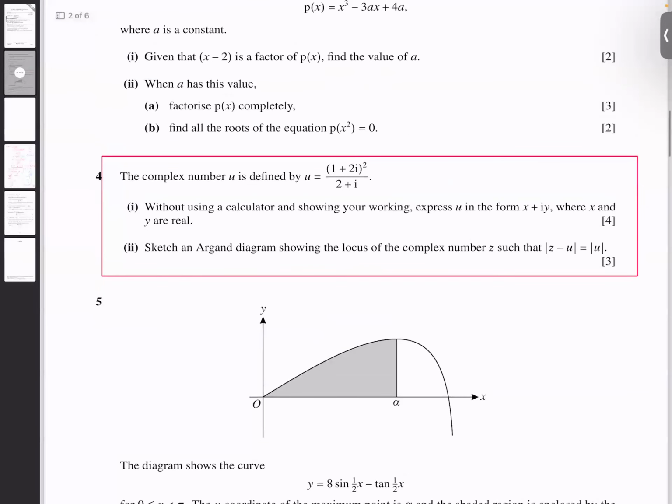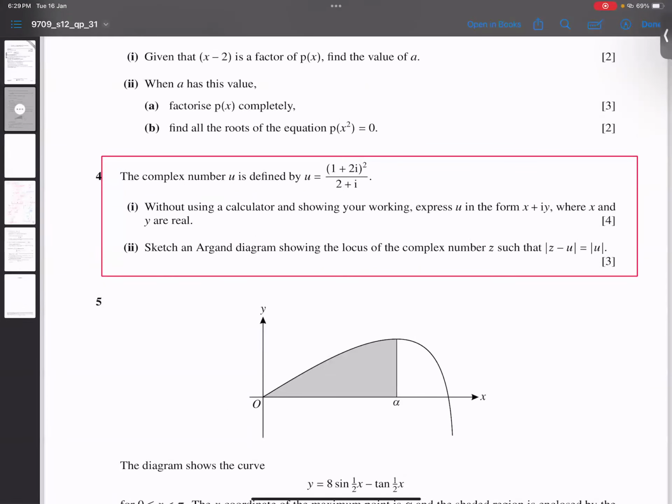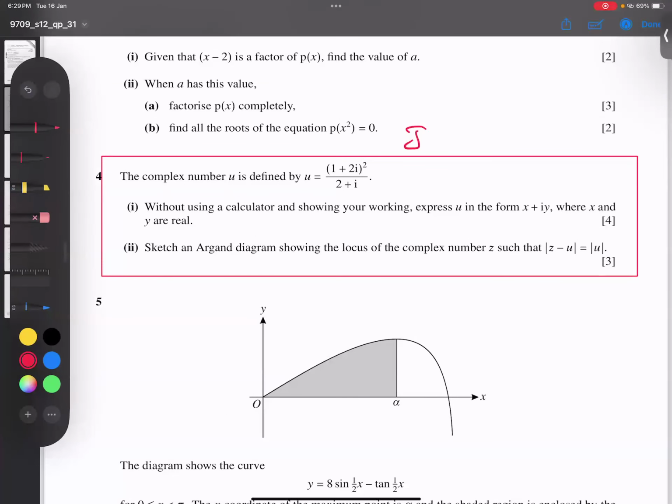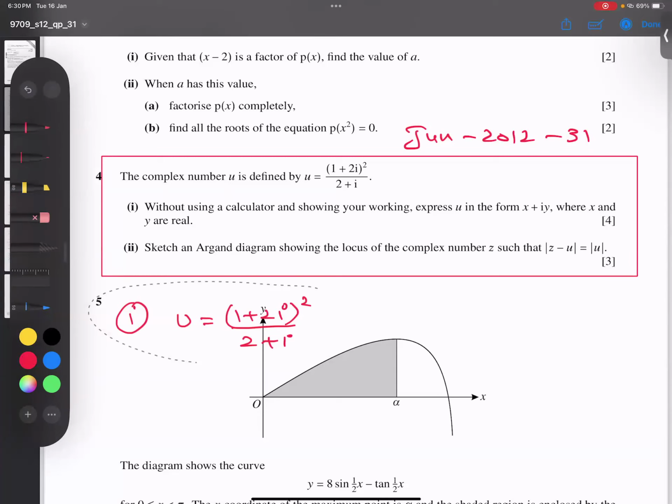This is a question we have here. June 12, 31 variant, question number 4. So we have to do this one. U is equal to what in the form a plus ib? Use it without calculator. We have to convert this whole expression into this format. So u is equal to (1 plus 2i) squared over 2 plus i. Okay, so let's start.